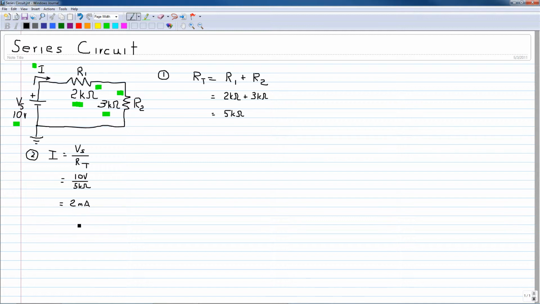We can now use that information to find the voltage dropped across each resistor. So step number 3, VR1 is equal to I times R1. Substituting in our values, we have 2 milliamps times 2K ohms, which is equal to 4 volts.